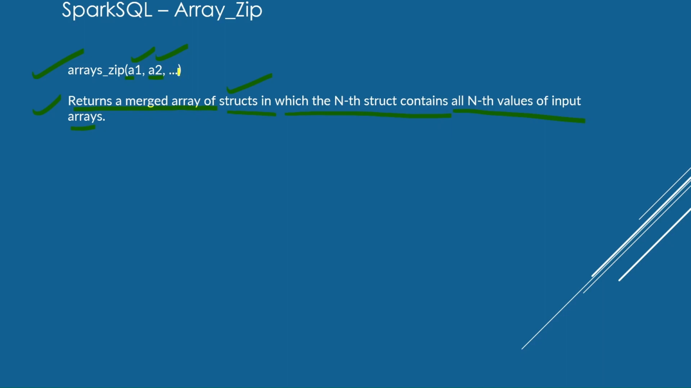If you are not able to understand at this point what I'm trying to say, don't worry, be with me for a couple of minutes. Let me do the exercise. Once the output gets generated with the help of the array zip function, then I will discuss the output. Then you will be able to understand what it means that the nth struct contains all the nth values in the input arrays.